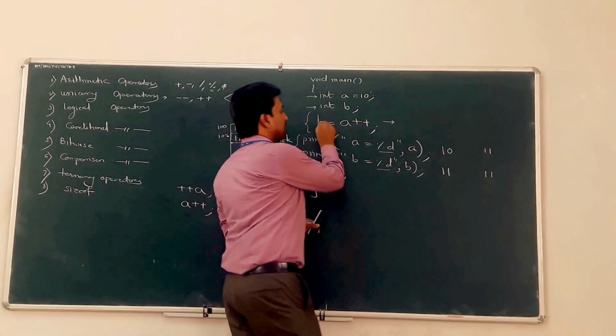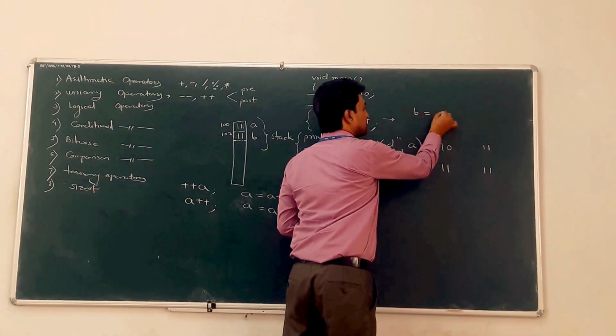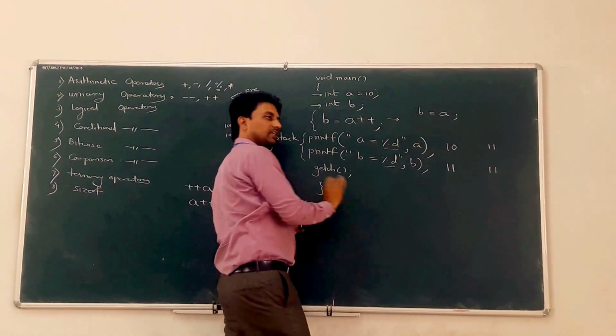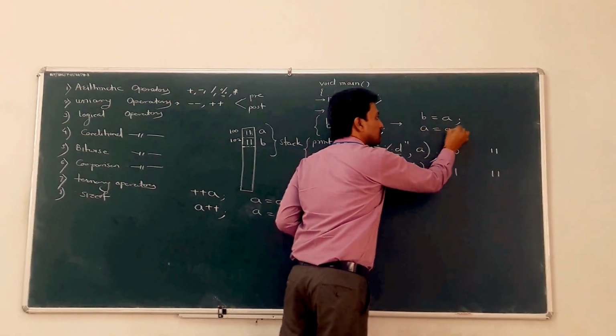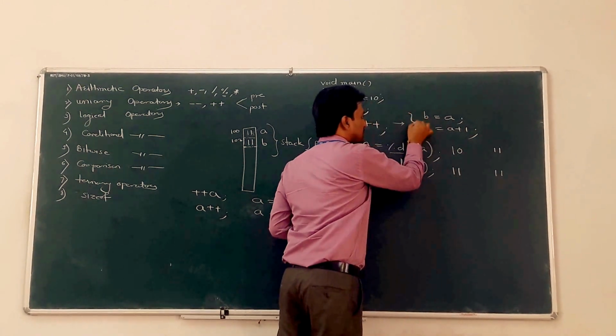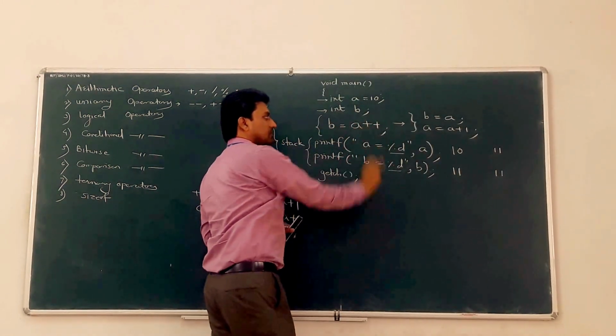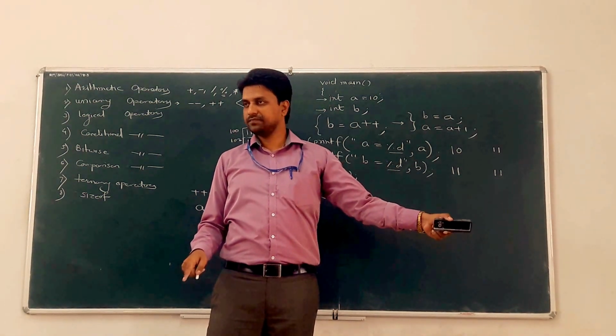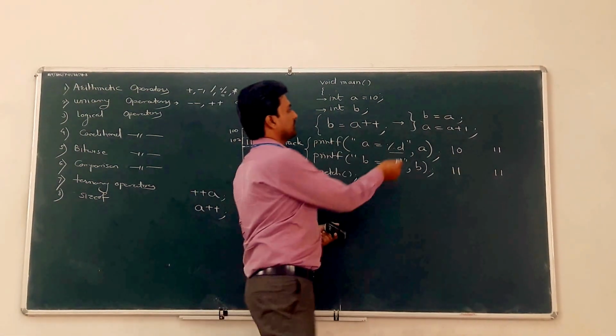Okay, but where to add? Before or after? First assign b is equal to a, whatever may be the previous value in a, assign to b, then a is equal to a plus 1. These two lines are added instead of this, and this work is done by the preprocessor. Clear? So it is a simple one.